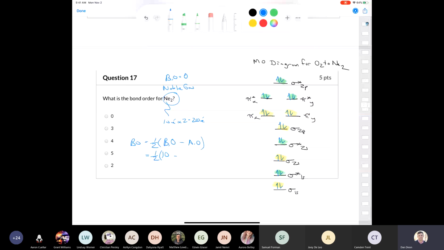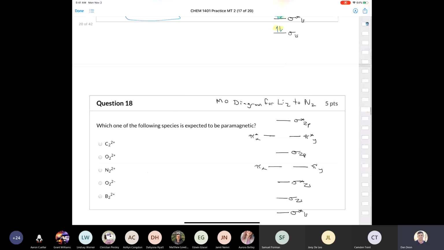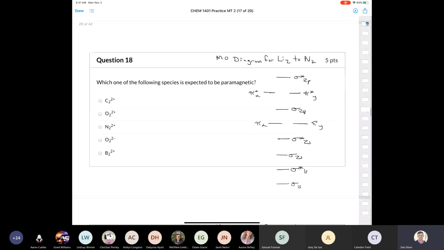So I've got 10 minus 10, which is 0, times 1/2, and the bond order is equal to 0. So the final answer is 0, like that. Okay, let's look at question number 18, more of the same. Which one of the following species is expected to be paramagnetic?